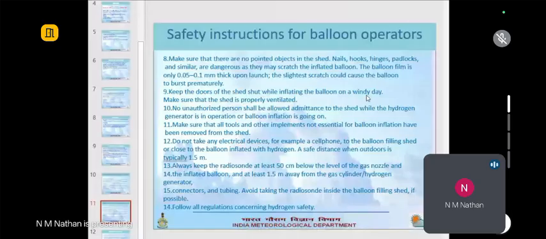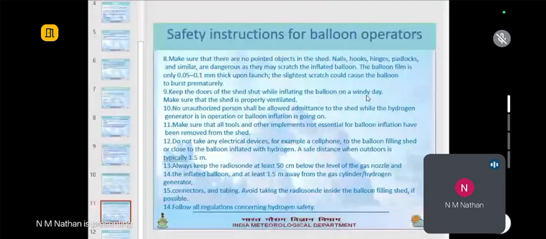So what is the meaning? Only the required items should be stored inside the hydrogen shed. Other items should not be kept inside the hydrogen shed. That's what we wanted to mention.